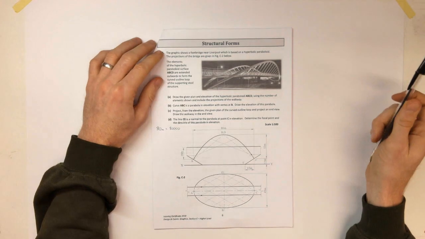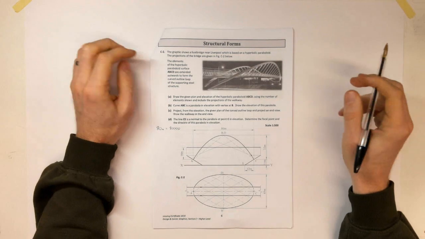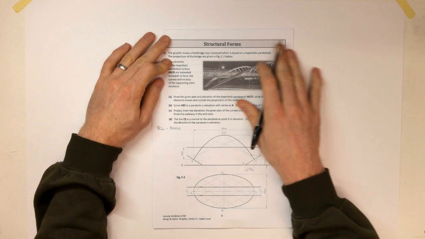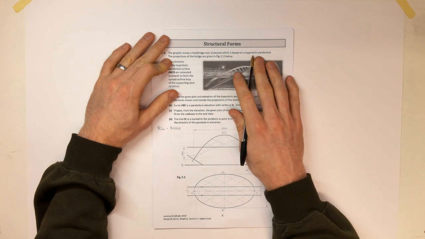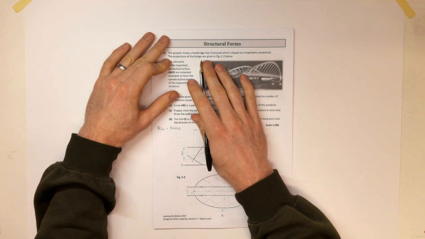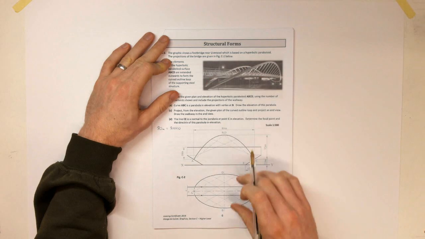Welcome to section C in the 2018 paper. This is question C2, the structural forms question. The graphic shows a footbridge near Liverpool which is based on a hyperbolic paraboloid. The projections of the bridge are given in C2 below. So we've got our projections here, elevation and plan.